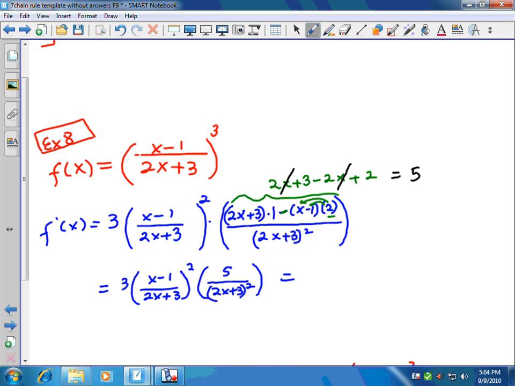Technically we're done. You can leave it like this, but if you go one extra step, it will look cleaner and it's a more simplified answer. And you may see the answers in that format in the book, so I want you to see how they are getting their answers. For example, 3 times 5 is 15. Then we have x minus 1 squared at the top. At the bottom, this is being squared, and this is being squared. So ultimately we have 2x plus 3 to the power of 4. So that is our final answer for this question.